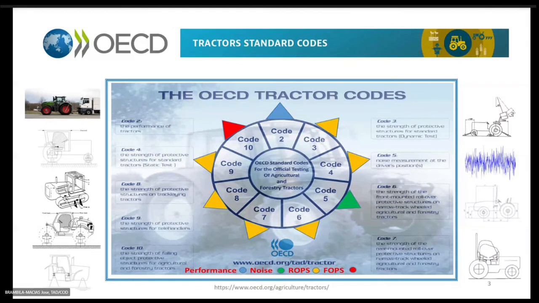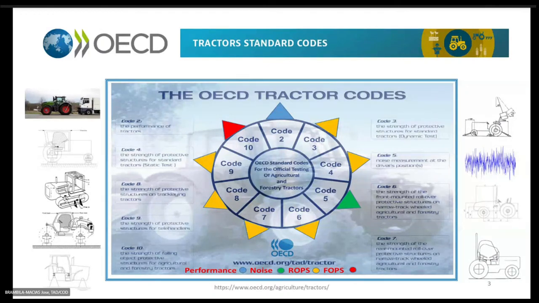Then we have specialized codes for certain types of tractors. For example, if you go to code 6 on the right-hand side of the slide, you will see that this code focuses on narrow track wheeled tractors that have the rollover protective structure in the front of the tractor. Code 7, again, focuses on narrow track tractors that have the protective structure in the back of the tractor. If we move to the left, we have code 8. Again, the focus of this code is on track laying tractors. Again, we want to ensure the safety of the cabin of the tractor.